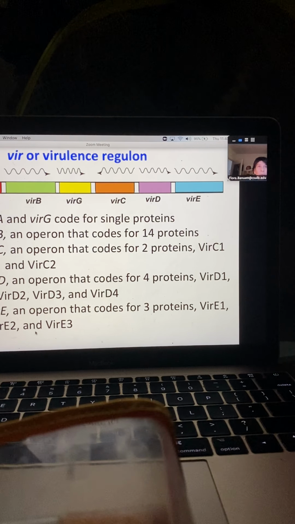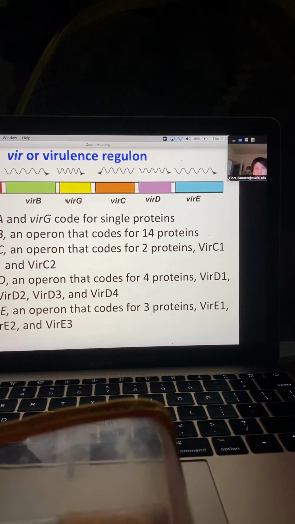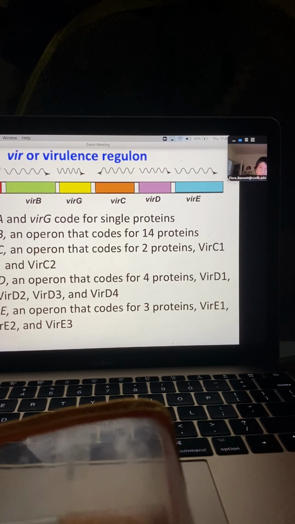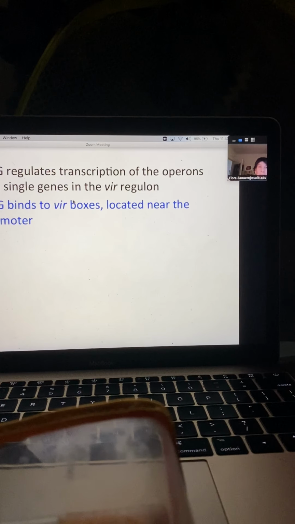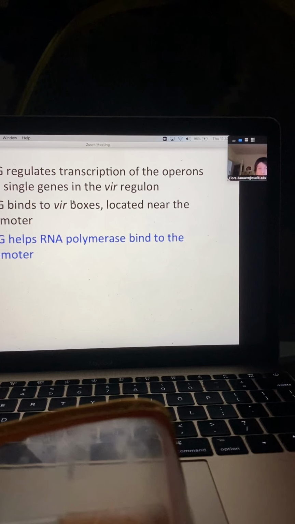Okay, so virG is here. It's a very important protein, and it is the regulatory protein. It is the regulatory protein that regulates transcription of all these genes and operons. And virG recognizes vir boxes, which are located next to the promoter region. virG helps RNA polymerase bind to the promoter.